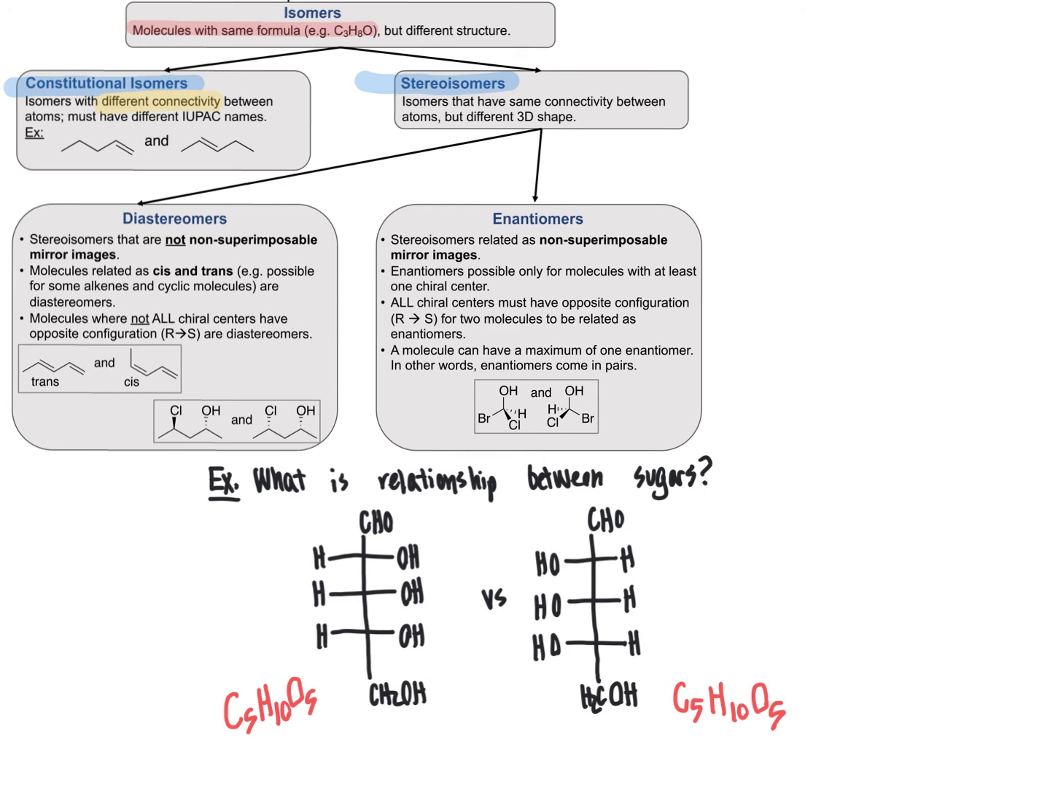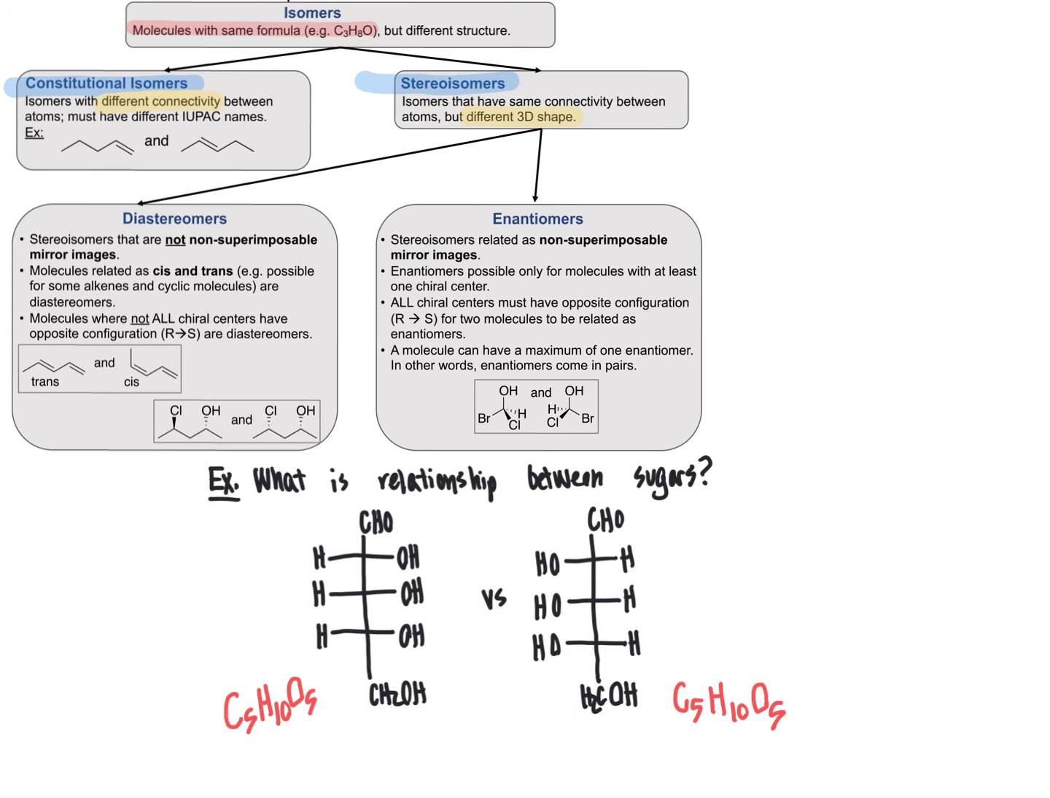As a result, the structures would ultimately have different IUPAC names, and we could name these using the IUPAC designation if we wanted to, and that would be one way to determine whether they are constitutional isomers or not, as they would have different IUPAC names. Stereoisomers, on the other hand, will have the same connections between atoms, meaning they would have the same IUPAC name that designates the branches and the parent, but they have a different three-dimensional shape, such as at one or more of the chiral centers, the R configuration has switched to S or vice versa.